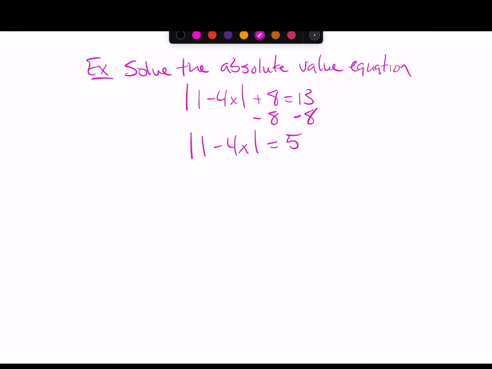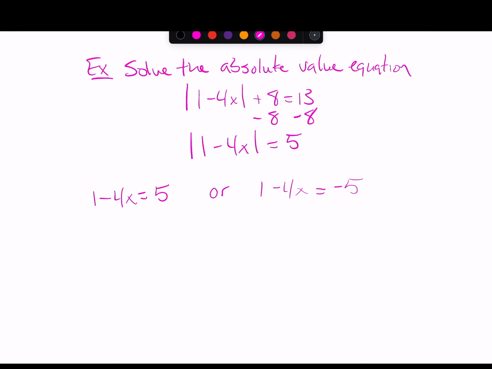5 is greater than 0, so that means we have two solutions. The way we write that out is the absolute value of 1 minus 4x. Oh, we don't need the absolute value anymore. We can rewrite this as 1 minus 4x is equal to 5, or 1 minus 4x is equal to negative 5. Once we solve both of those equations, then we have the two solutions.